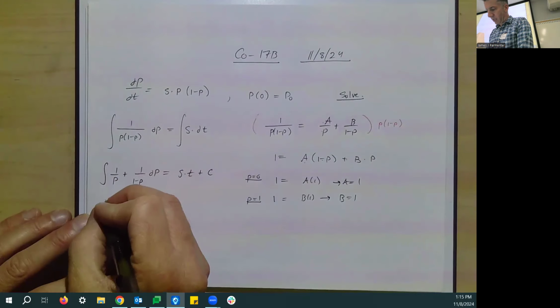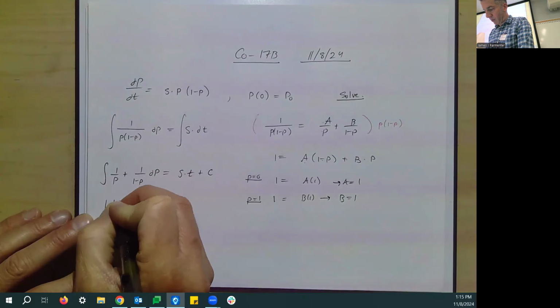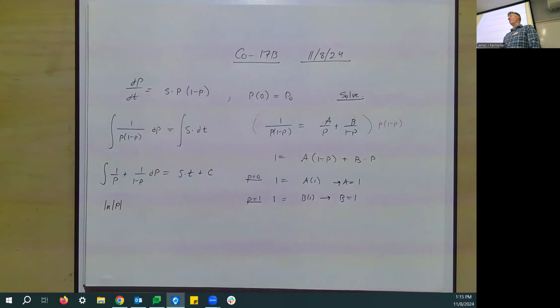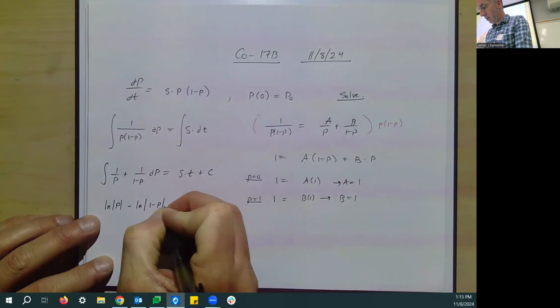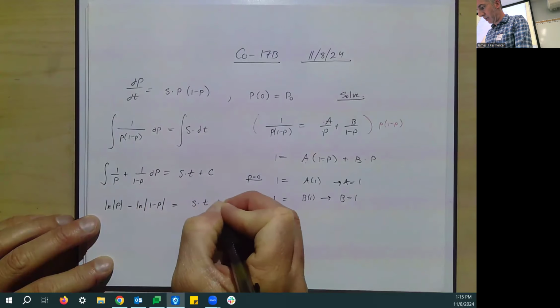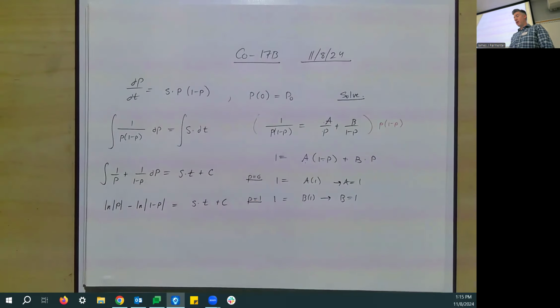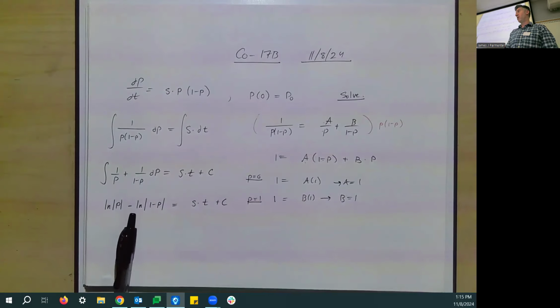The integral of 1 over p is the natural log of the absolute value of p. And the integral of 1 over 1 minus p is the negative natural log of the absolute value of 1 minus p. Still equal to s times t plus c. The reason we need the minus sign there is because if we differentiate the natural log of 1 minus p, we get 1 over 1 minus p times the derivative of 1 minus p, which is -1. So we need that -1 there to adjust for that.